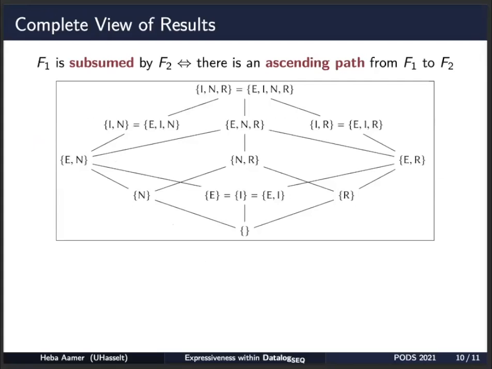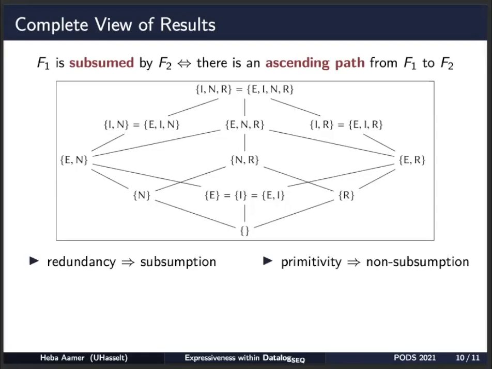With this Hasse diagram, we have a complete view of the results, which shows the relative expressiveness of each fragment. Using the diagram, we can check whether a fragment F1 is subsumed by another fragment F2 by checking if there is an ascending path in this diagram going from F1 to F2. So an ascending path denotes subsumption, while the absence of such a path denotes non-subsumption. And how we determine whether there is a path in the diagram from one fragment to another or not is by our primitivity and redundancy results. So subsumption is shown by redundancy results. On the other hand, non-subsumption is shown by primitivity results.